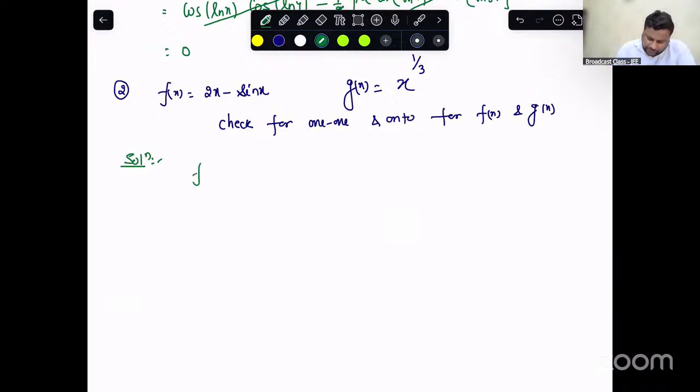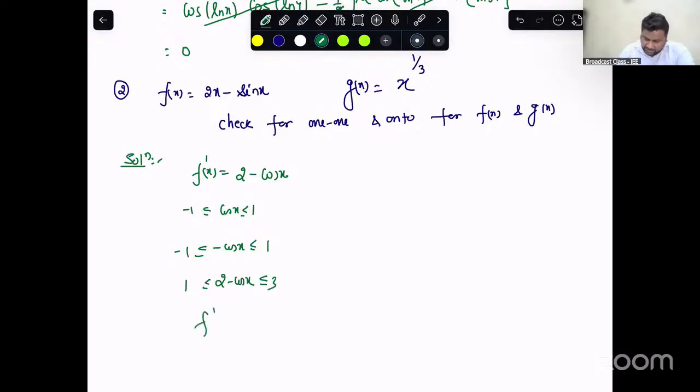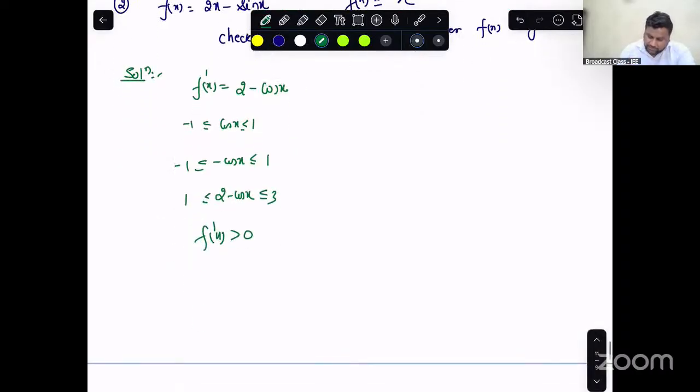Now see, if I do f dash x will be 2 minus cos x. Now I know cos x lies between minus 1 to 1. So minus cos x also lies in minus 1 to 1. So 2 minus cos x lies in 1 to 3. 1 to 3 means f dash x is always greater than 0. That means f(x) is always increasing. So always increasing means function is one-one.